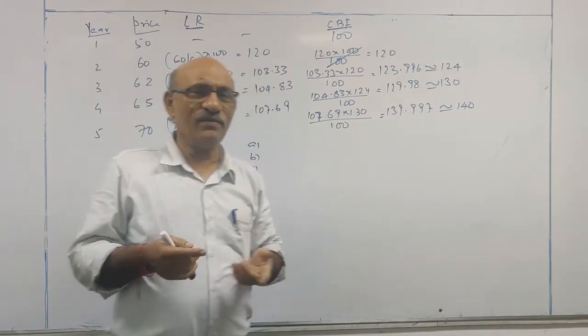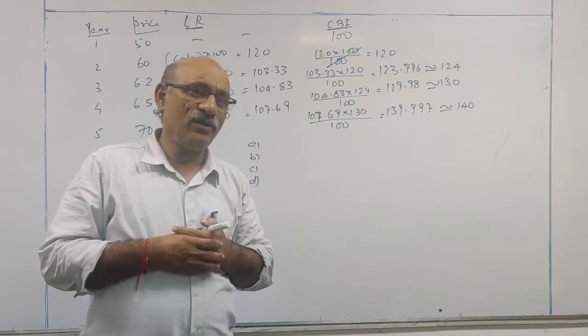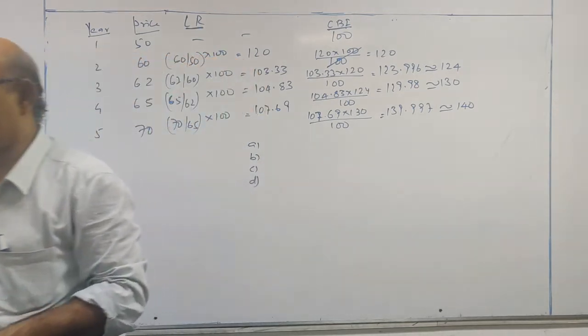Suppose price is not given and link relatives are provided straight away. Then how can we do that? I'll take it up in the next problem. Okay. Note down.